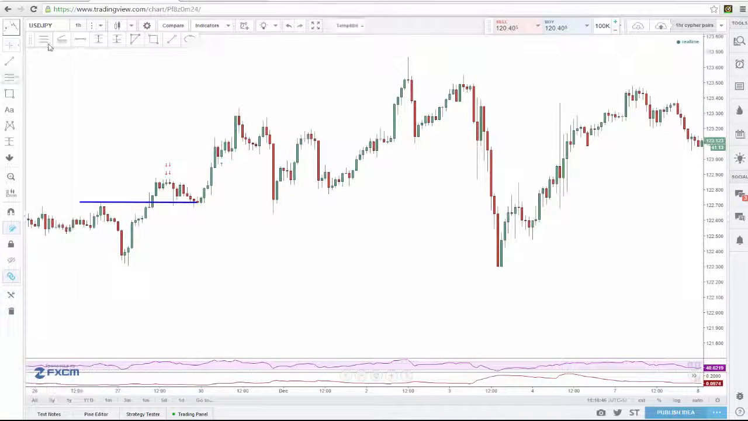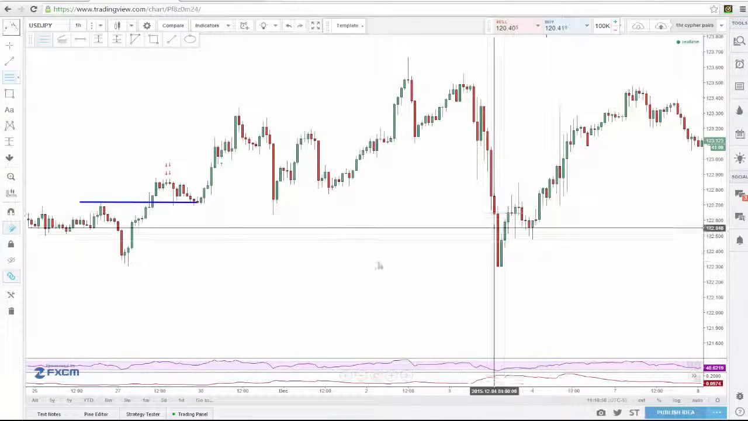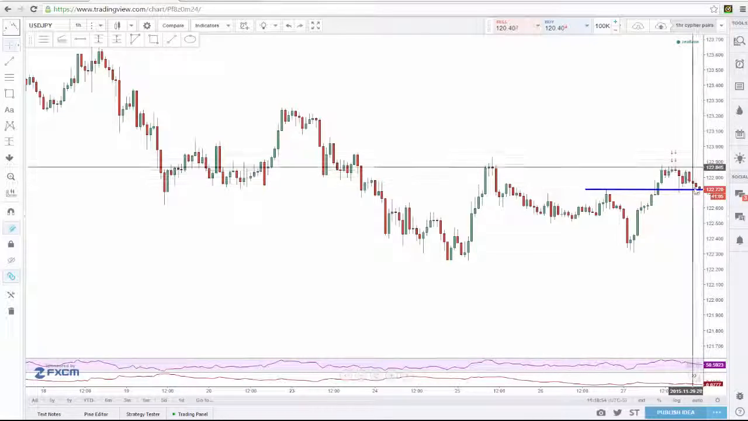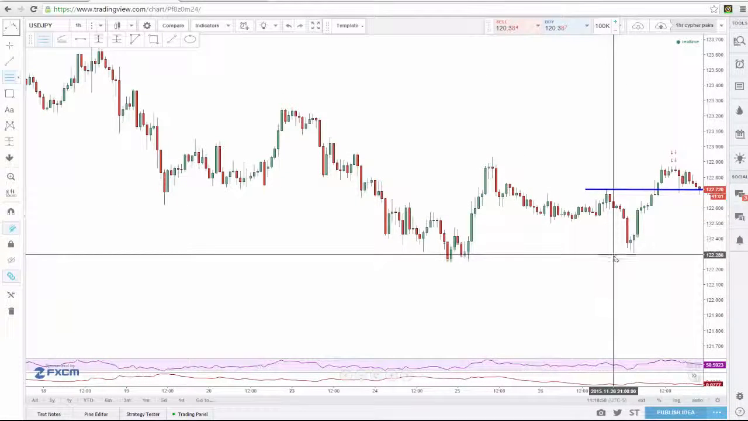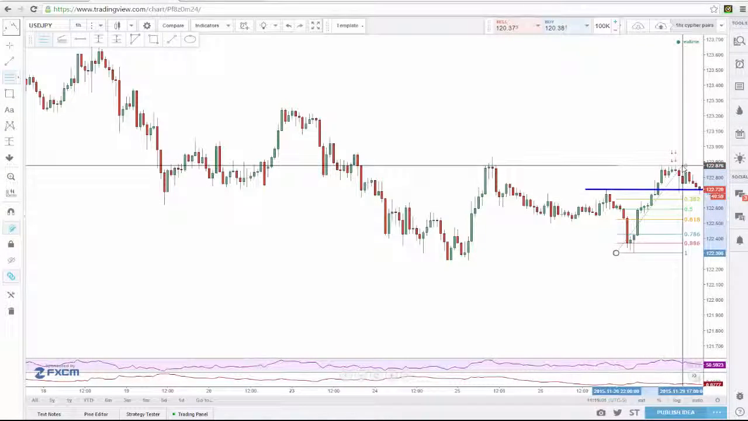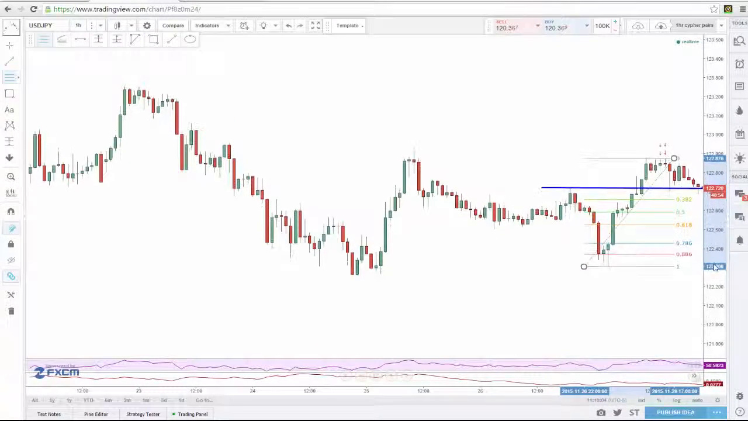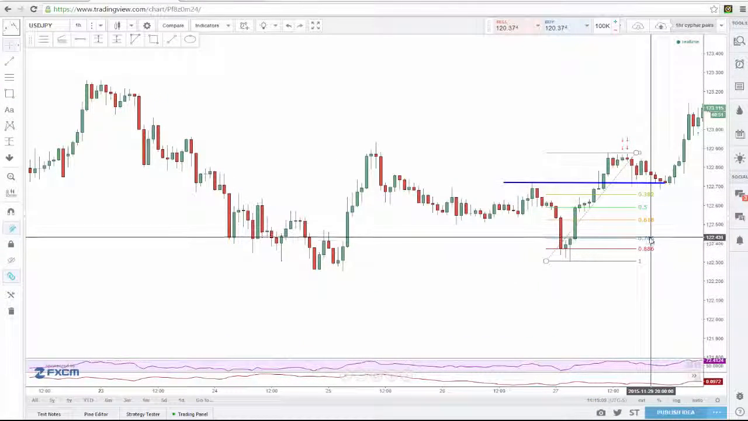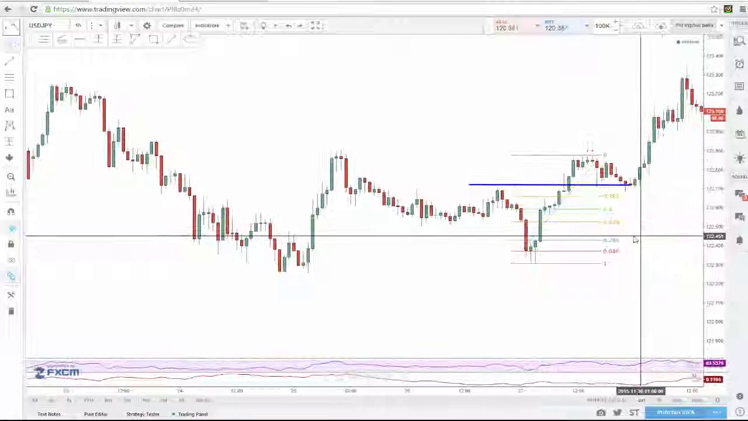Since we broke above and closed above that level, what I would do is, if this market had not already played out, if this was all to the left and I had no right side to my chart, take a Fibonacci retracement from swing low to swing high and wait for the 786 retracement right here. And as we can see, the market rallied before ever getting close to the 786, which is fine. That will happen a lot.